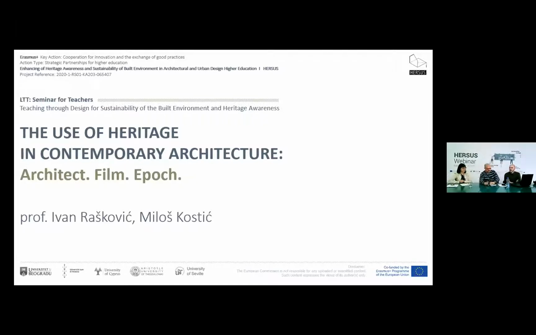As an elective subject, the Use of Heritage in Contemporary Architecture has been dealing with the topic of architect and film epoch in the recent 3 years. It is offered in the 2nd year of master studies and the 5th year of integrated or single cycle studies. It comprises 3 groups of separate researchers that deal with the same topic regarding 4 films that were selected as case studies.